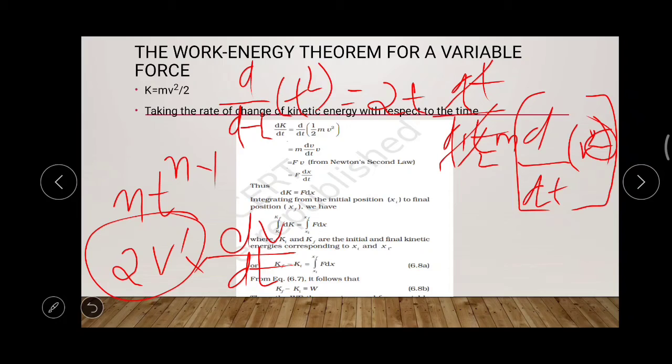That is d by dt of v raised to n. Suppose instead of 2, if some other value was there, then d by dt of v raised to n will be equal to n of v raised to n minus 1. So in the case of n equal to 2, it is 2v raised to 2 minus 1, so that is 2v raised to 1, 2v. And afterwards you have to take the differentiation of v itself, so that will be dv by dt.